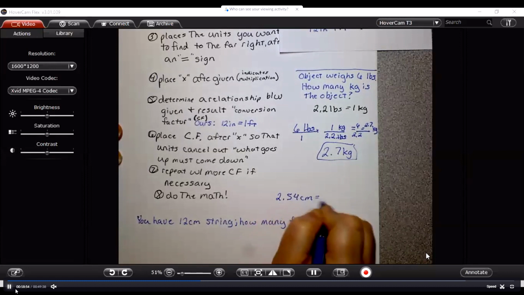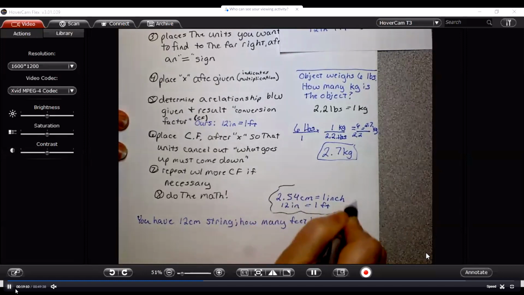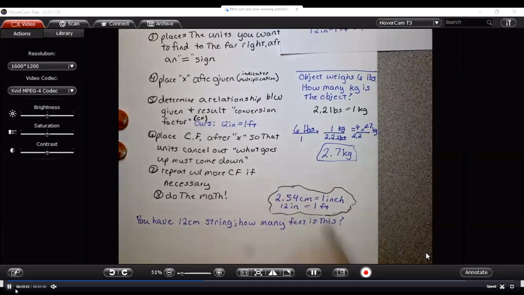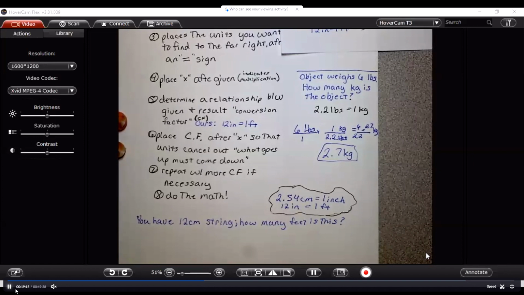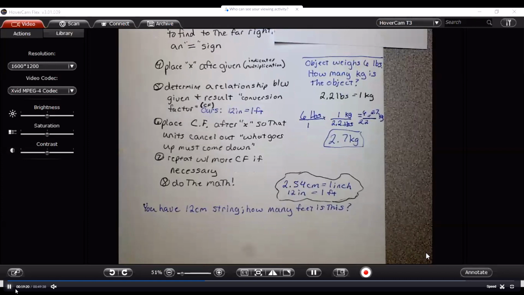Again, on your homework, you're going to be given a box that has some relationships listed out, and you will have to pick which relationships you're going to use. That's the most complicated part, is picking which relationships you need. For this one, we know that 2.54 centimeters is equal to 1 inch, and we know that 12 inches are in a foot. So I'm going to have you pause here and see if you can figure out how to put those conversion factors together to make an equation, and then come back and work through it with me. I'll show you how.